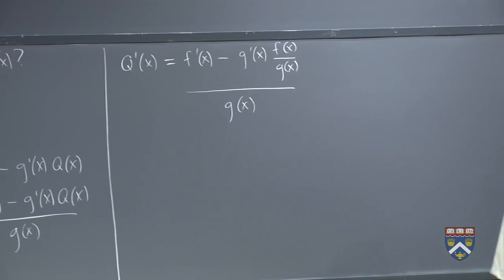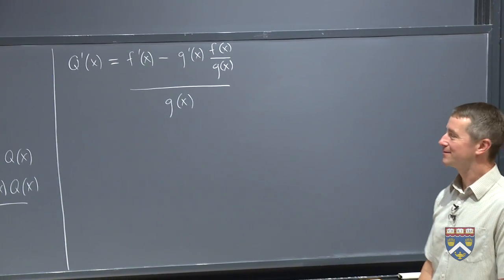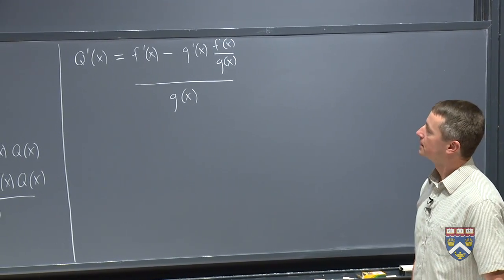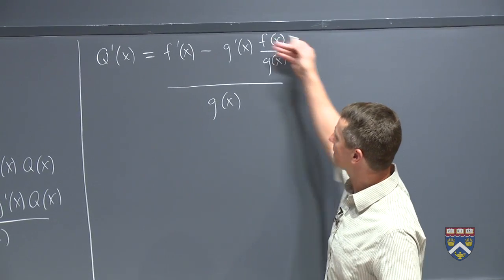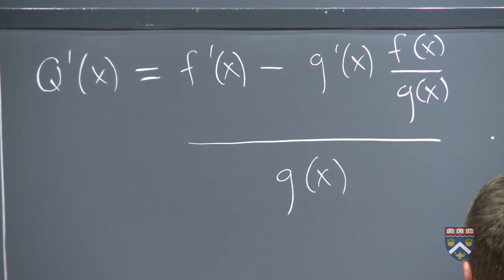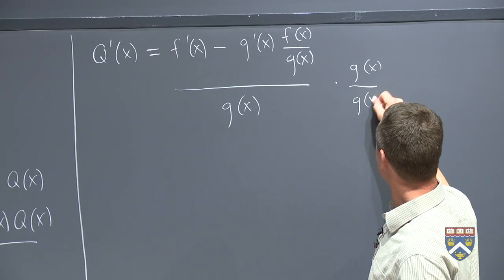And you could stop there, and you could say this is your quotient rule. But it looks a little ugly to have a fraction inside of a fraction. We sometimes try to avoid that. So to avoid that, we can just multiply both the top and the bottom of the fraction by g of x. So yet another example of multiplying by 1 in a clever way.